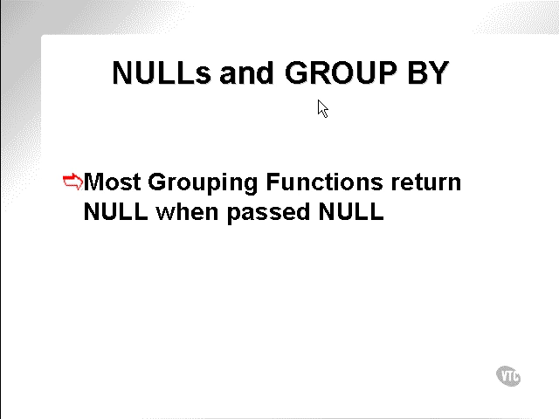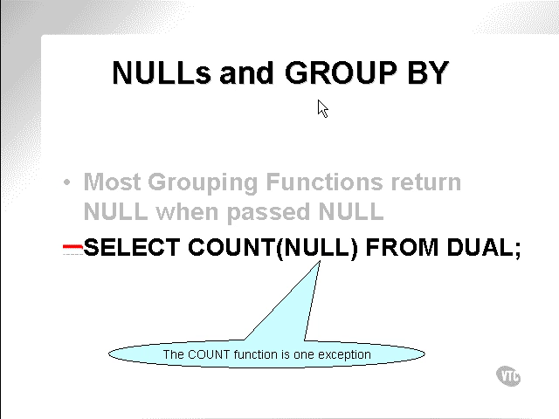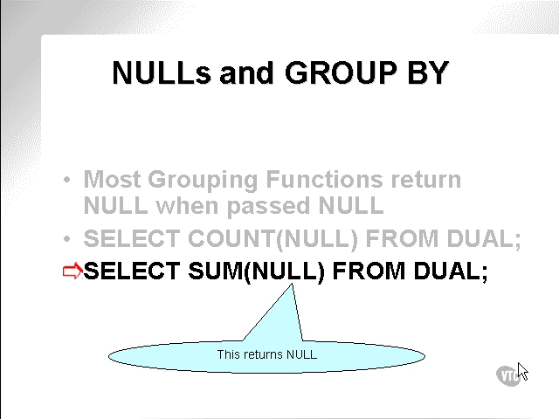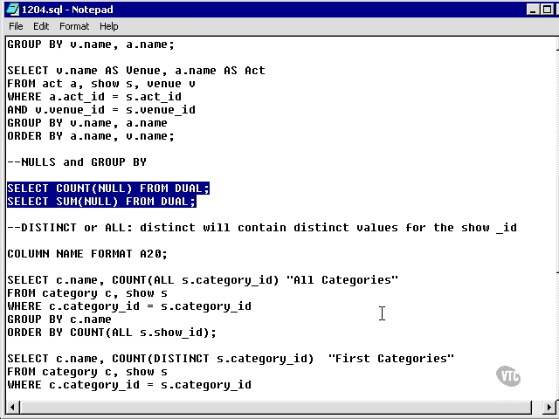Nulls and group by. What do we need to know about nulls and how they behave with group by? Most grouping functions return a null when passed a null value. The only function that doesn't is count. Count will always return a single row. A count of nothing is actually 0, and it will return a row that says 0. Select sum null from dual will sum nothing, and therefore will return nothing, null. Let's demonstrate that.